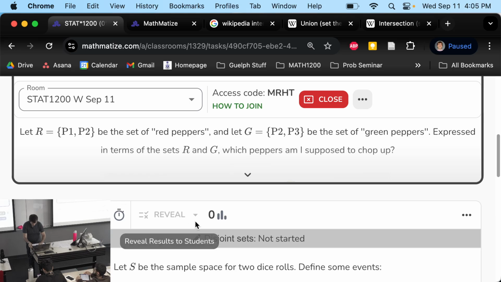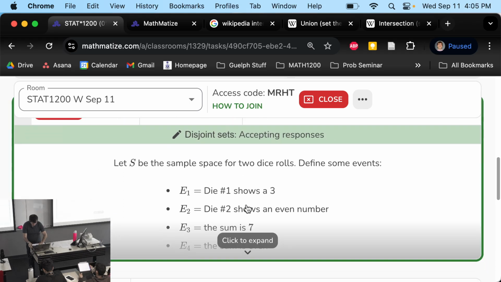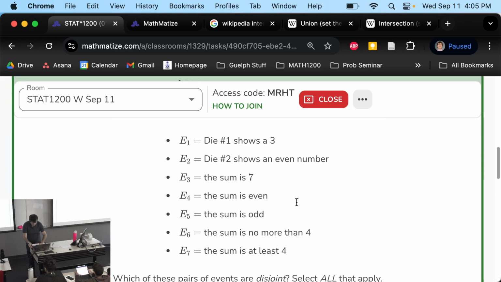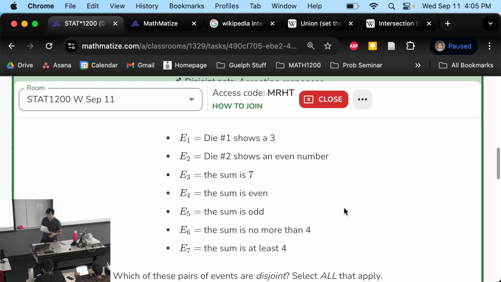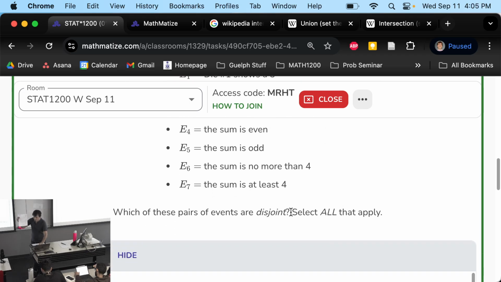So here it is. These are the sets. They're exactly like in the handout, E1 to E7. And the question is going to be, which of these pairs are disjoint?